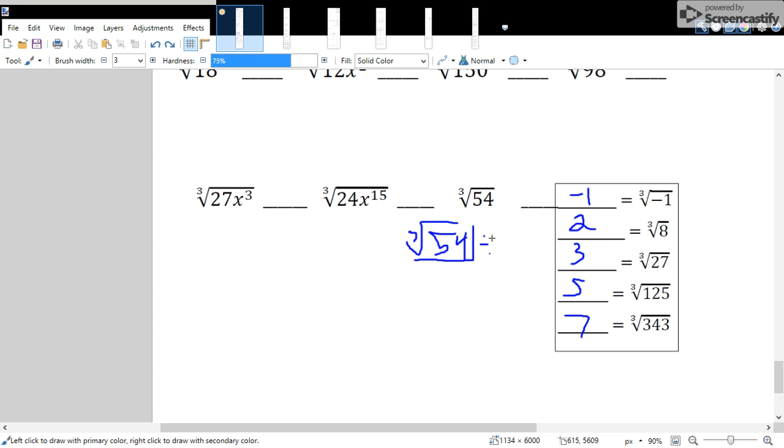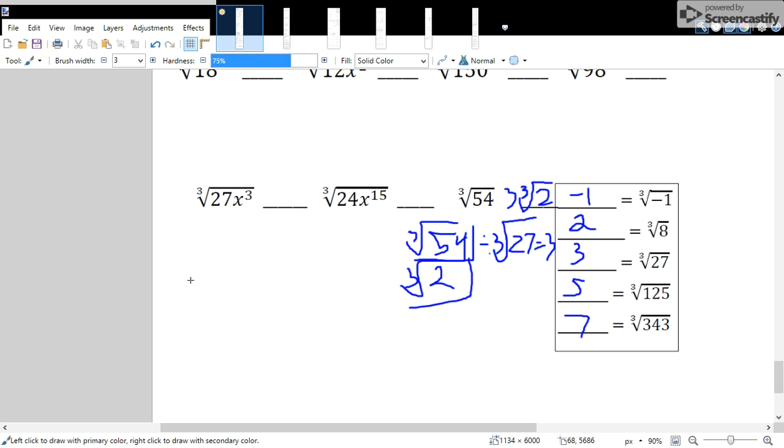Now 27, if you put that in the calculator, you'll be able to take that one out. 54 divided by 27 is 2. 2 does not have a perfect cube in it, so that's it. And the cube root of 27 is 3. So our simplified radical would be 3 cube root of 2.